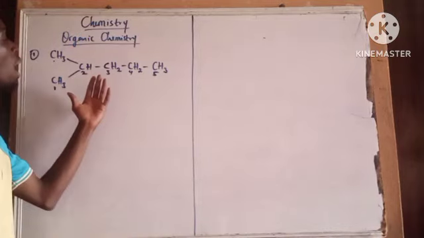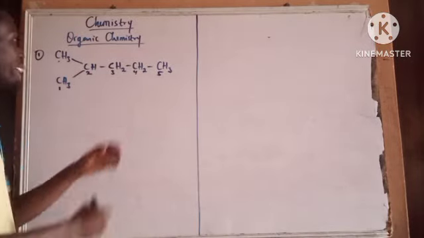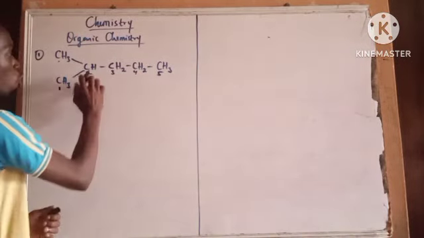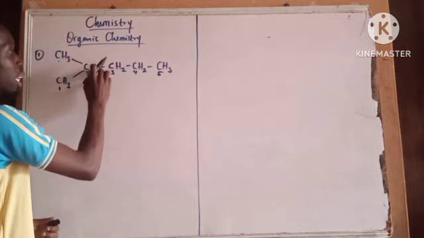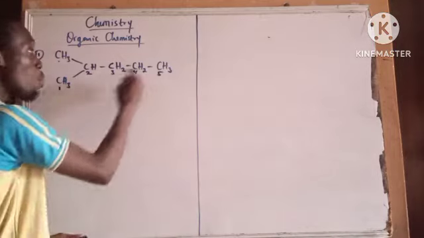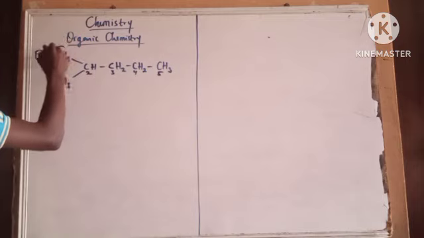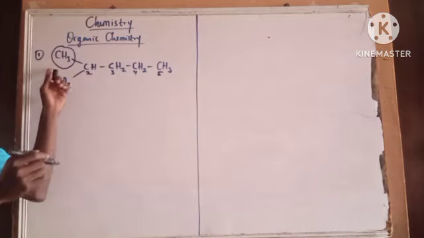Now the IUPAC homologous series here is alkane, and it is alkane because of the presence of the single bond between the carbon to carbon atoms. In this case, we are not counting this carbon atom, so this compound here becomes a substituent.